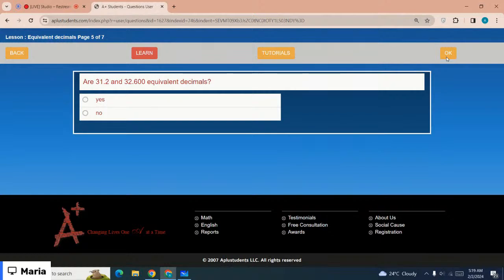Are 31.2 and 32.600 equivalent decimals? Which is the correct option? Yes or no?